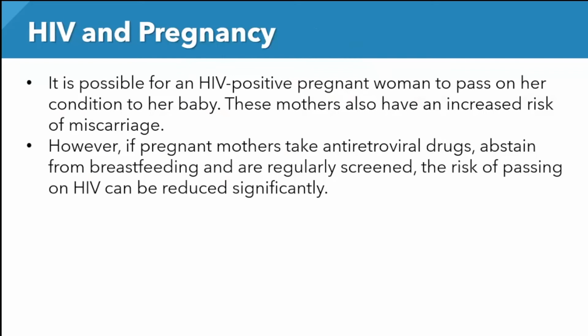So, I'm not sure if we mentioned at the beginning or not, but it's possible for an HIV positive pregnant woman to pass on her condition to her baby. This can happen via the placenta and via breast milk as well. These mothers also have a slightly increased risk of miscarriage. However, if pregnant mothers take antiretroviral drugs, abstain from breastfeeding, and are regularly screened, the risk of passing on HIV can be reduced significantly.